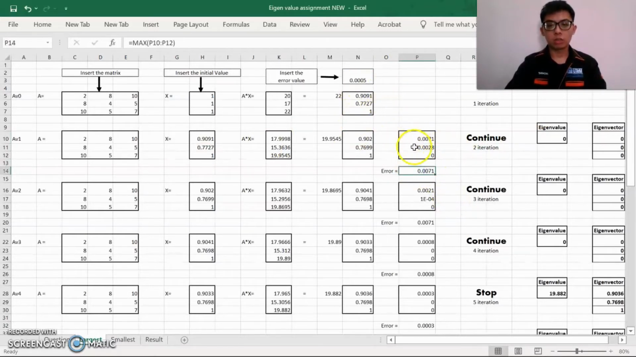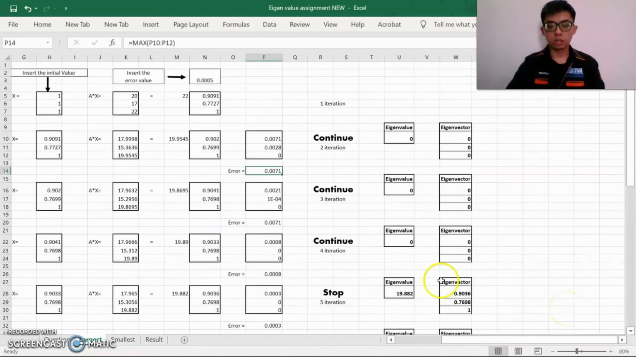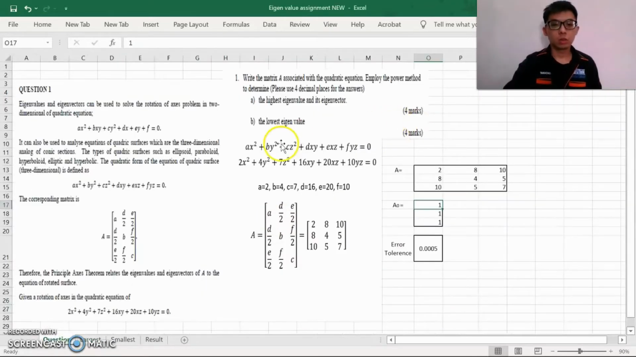Since the error is still larger than the error tolerance, we continue the iteration until here, where we stop. The error is now less than the error tolerance. So we stop the iteration, and this is the eigenvalue and eigenvector. For B, we want to find the lowest eigenvalue.